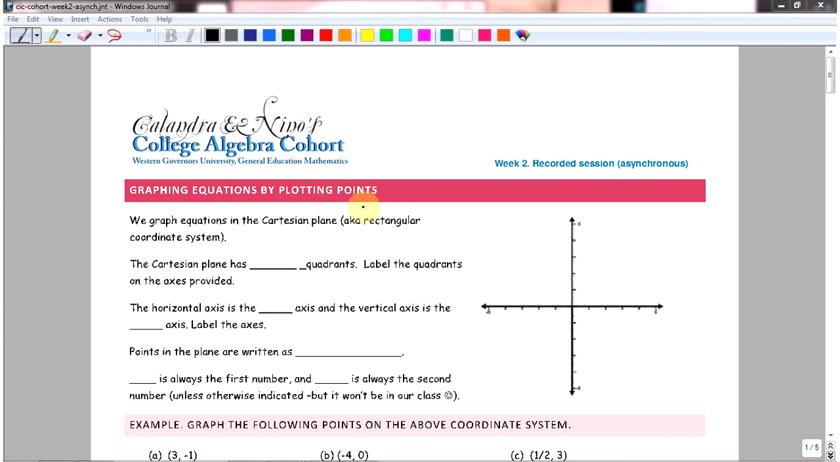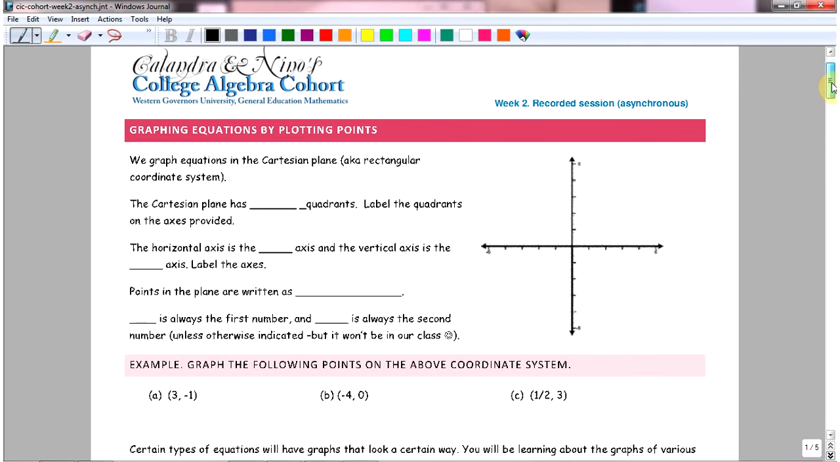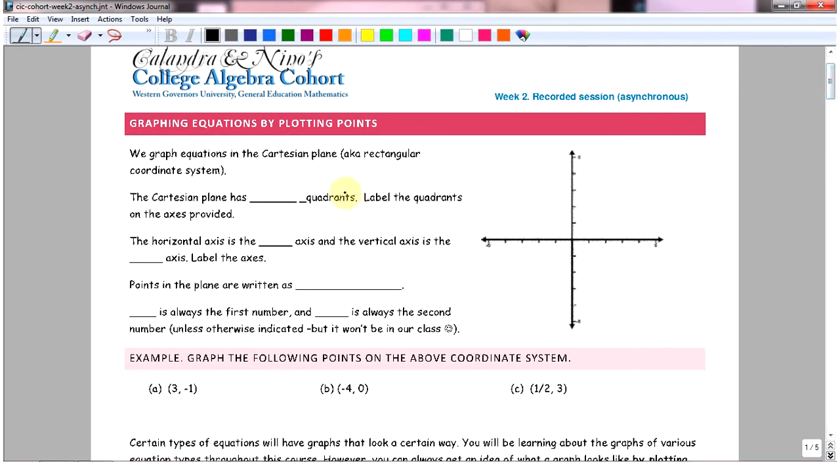We're going to start off our lesson today by talking about graphing equations by plotting points. We graph equations in what's called the Cartesian plane, also known as the rectangular coordinate system. The Cartesian plane has 4 quadrants. Label the 4 quadrants on the axes provided.